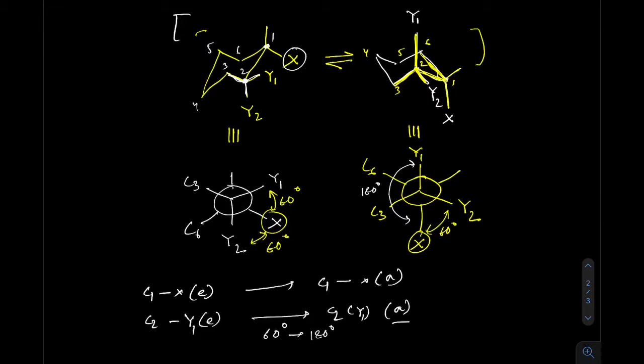That means X and y1 are going gradually away from each other, right. You can imagine from there also, these y groups are gradually going upward and the X group gradually coming downward. But in the second case, the C1y which is axial, after flipping becomes equatorial, right.